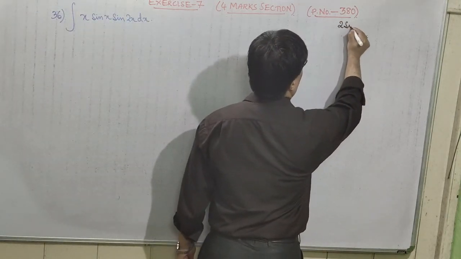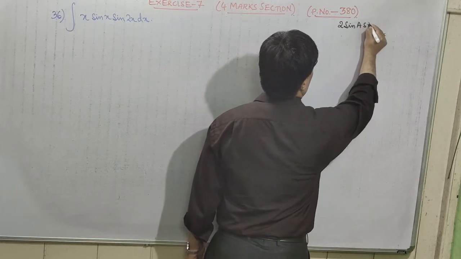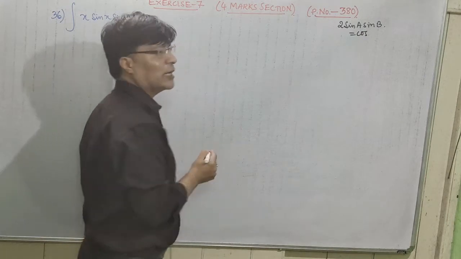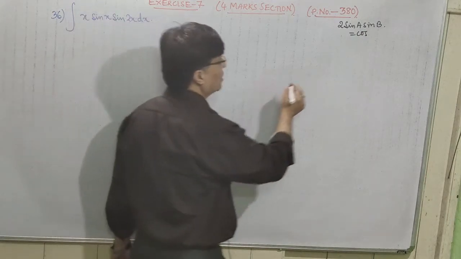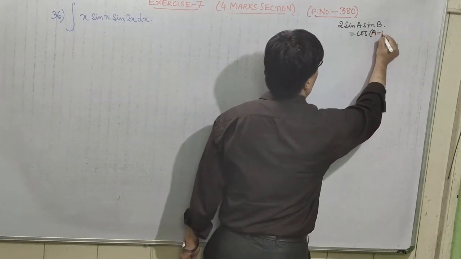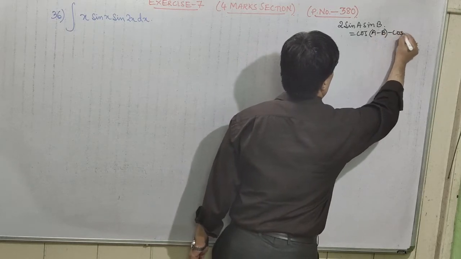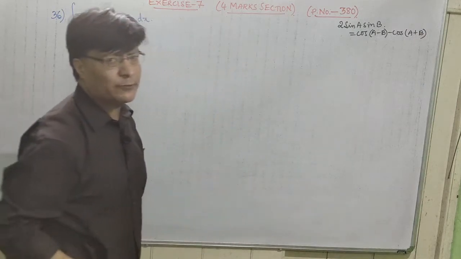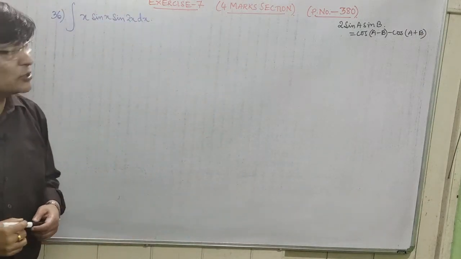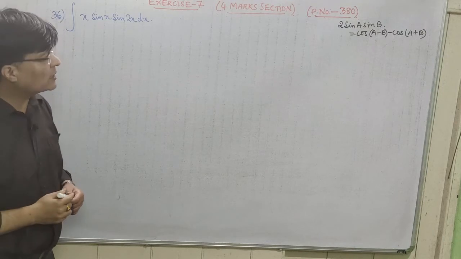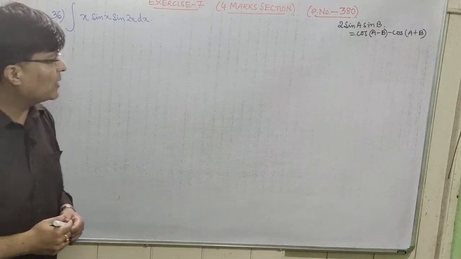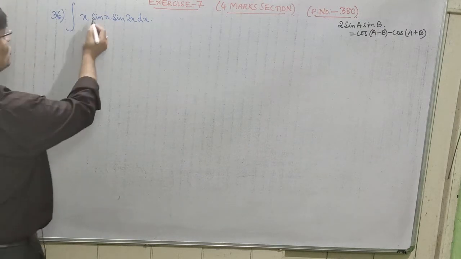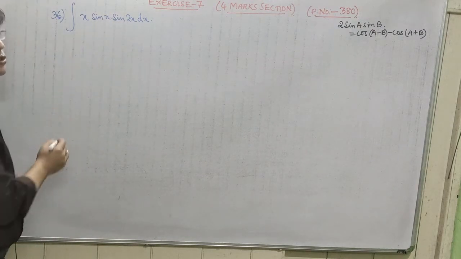That is, 2 sin a sin b is equal to, what is the formula? 2 sin a sin b is equal to cos of a minus b minus cos of a plus b. You should know this formula. This is from transformation of products and sums in trigonometry. So we need 2 out here. For this sin x sin 2x we need 2 there.